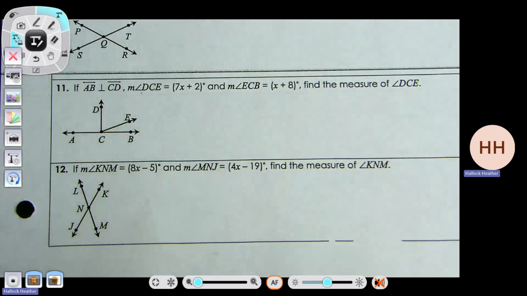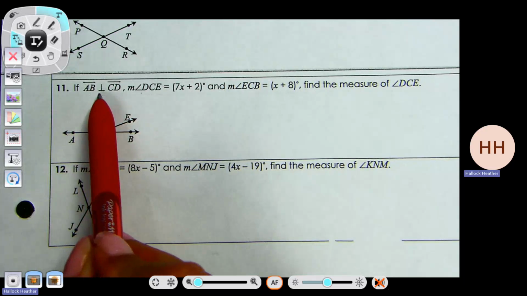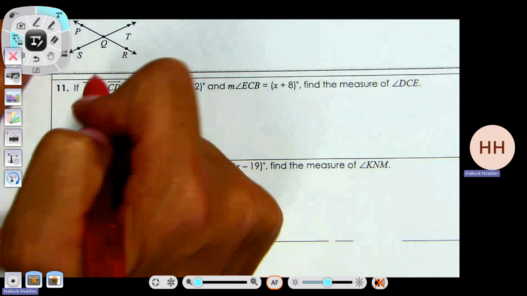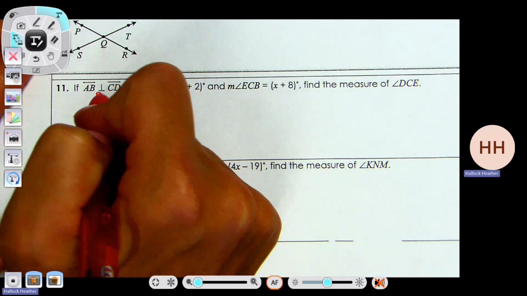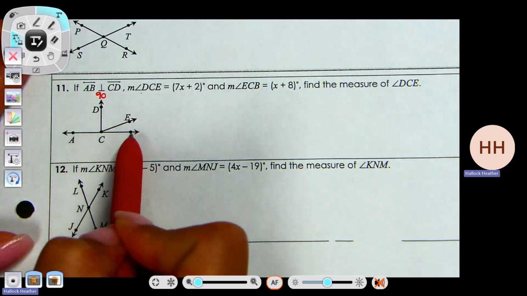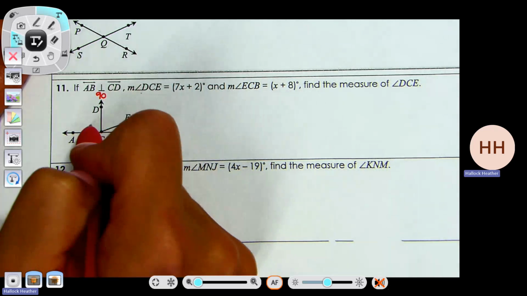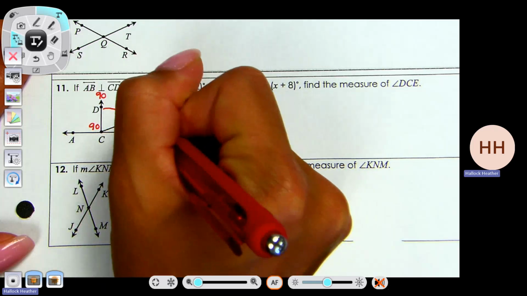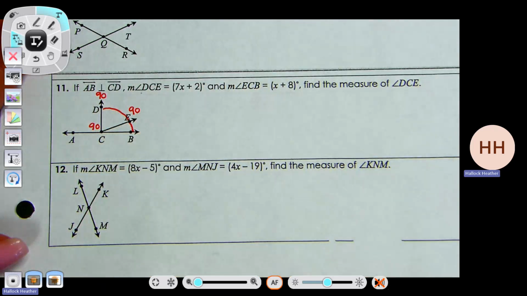Number 11 says, if AB is perpendicular to CD, what does that symbol mean? They're not congruent. They're perpendicular. How much is perpendicular? 90. Perpendicular is 90. What that is telling me is that AB, this line, and CD have 90 on this side. They also together on this side have 90 degrees because you're splitting 180 technically equally into 2 parts. So it's actually an angle bisector.